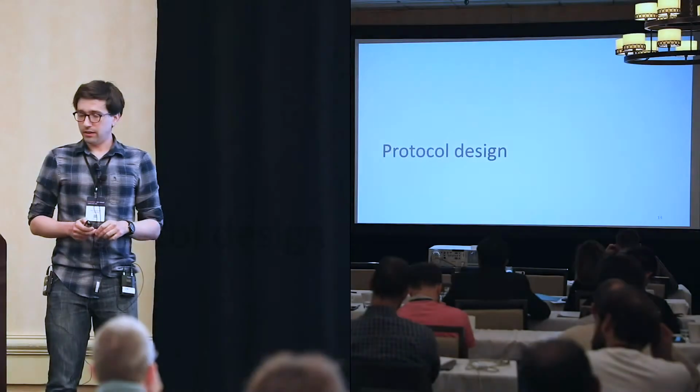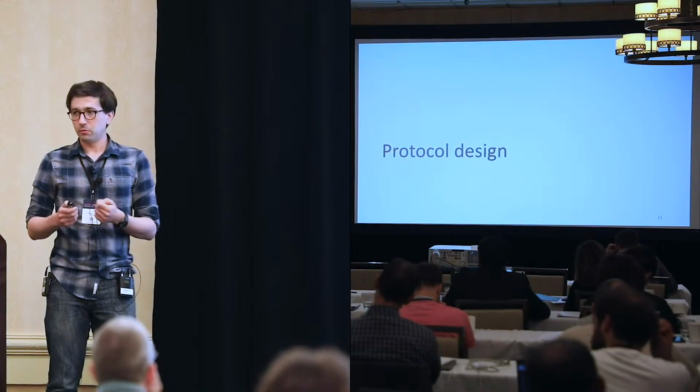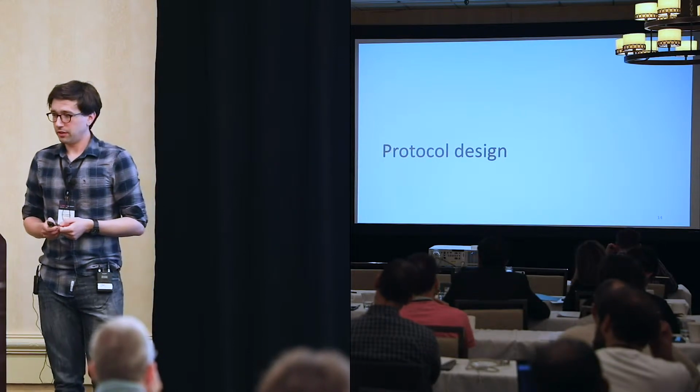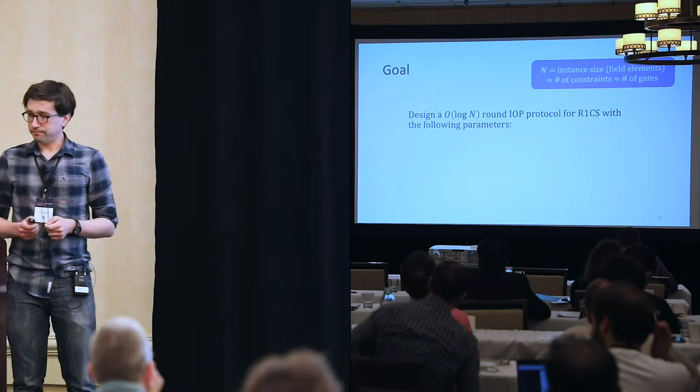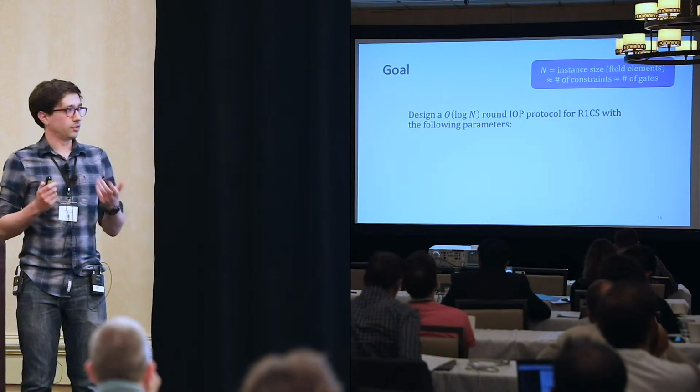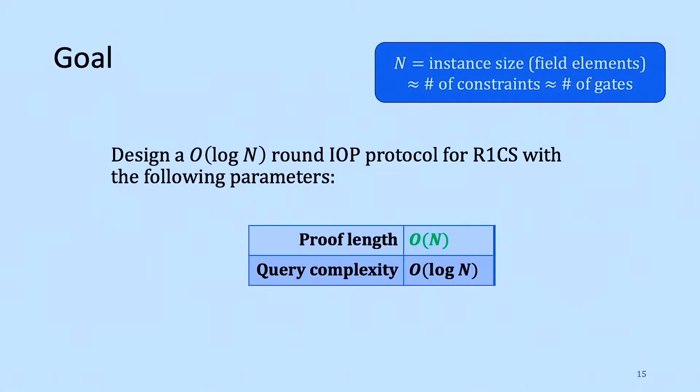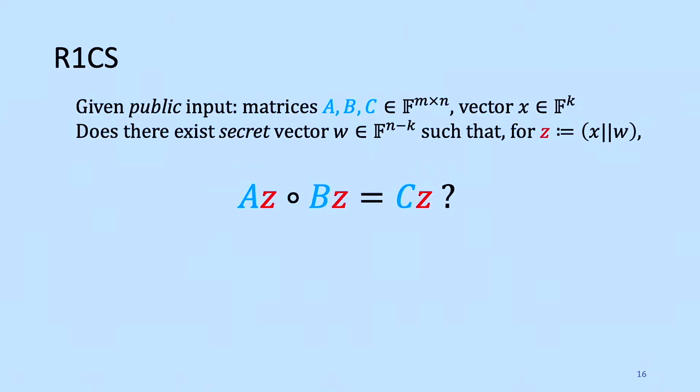So a little bit about the way that the Aurora protocol is designed. I don't have so much time, but I'll be able to say a little. So the goal is to design this IOP protocol with the following parameters: short proof length and logarithmic query complexity. So I take my R1CS instance, and for us, the field is going to be fairly large, larger than the size of the problem.